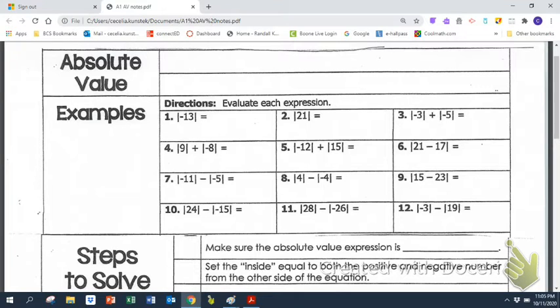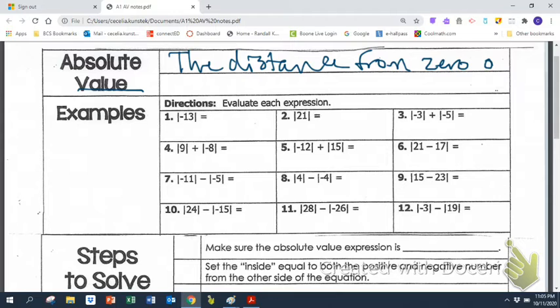In this video, we're going to talk about absolute value. And when we're trying to determine the absolute value, we have to think about what is the definition of absolute value? Well, the definition of absolute value is the distance from 0 on a number line. That's really all we're saying.